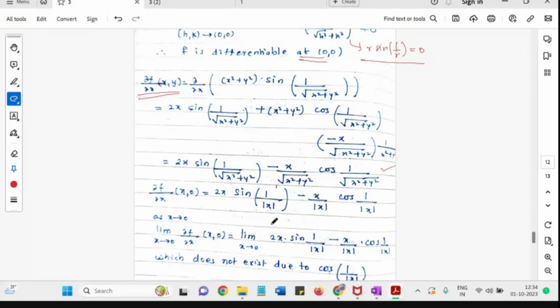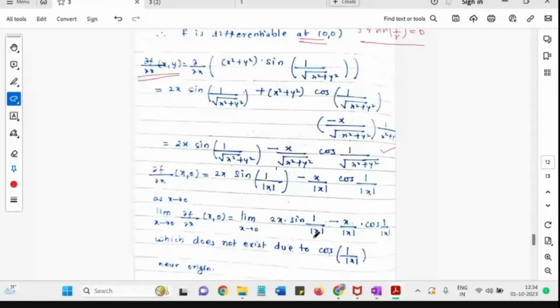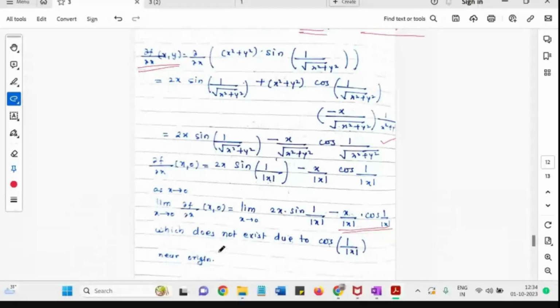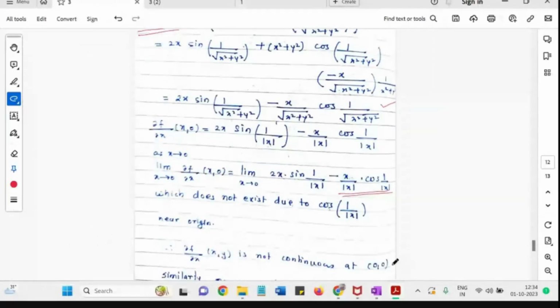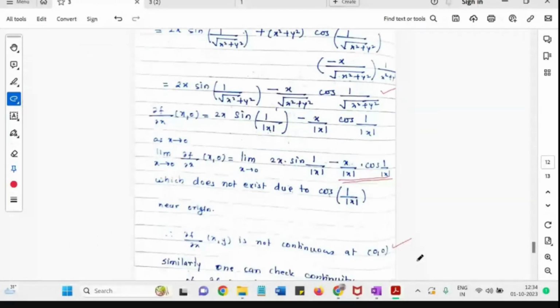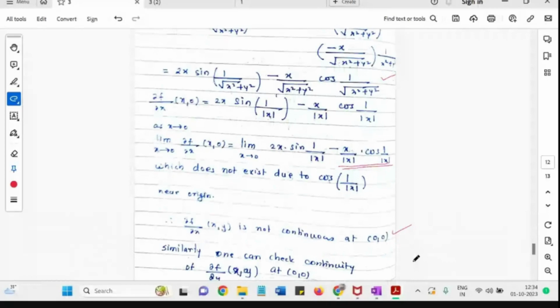So now, if I'm allowing x to go to 0, this is not a problem. This will go to 0, whereas this is not defined. This limit will not exist. So the limit of dou f by dou x as x approaches 0 does not exist, and hence the derivative of f with respect to x is not continuous at (0, 0). Similarly, dou f by dou y is not continuous.